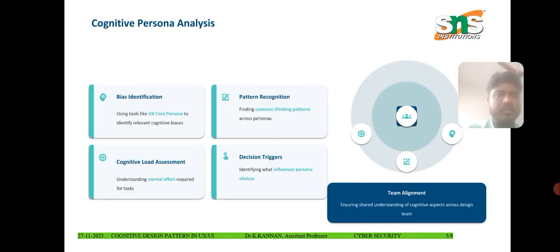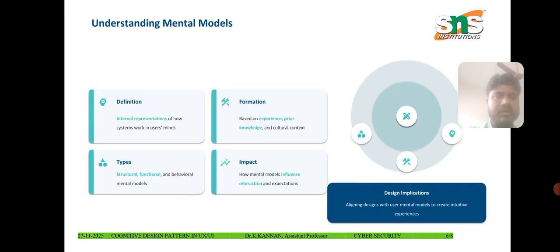Next is cognitive persona analysis: bias identification, pattern recognition, cognitive load assessment and decision triggers. Bias identification is where UX tools score the persona to identify relevant cognitive biases. Pattern recognition is finding common thinking patterns across personas. Cognitive load assessment is understanding the mental effort required for a task, and decision triggers identify what influences the persona's choices.